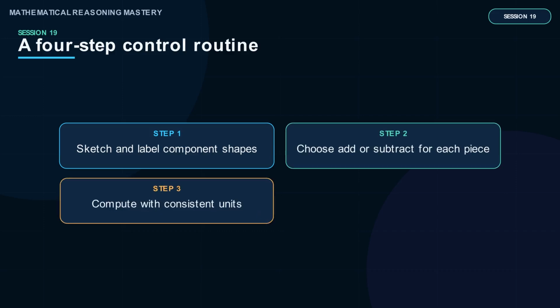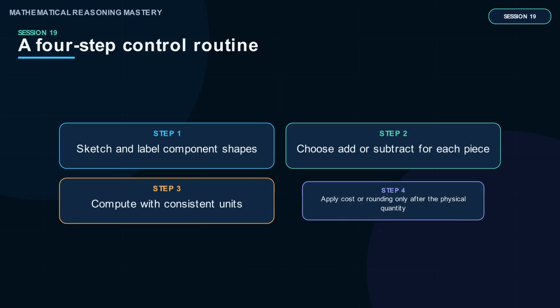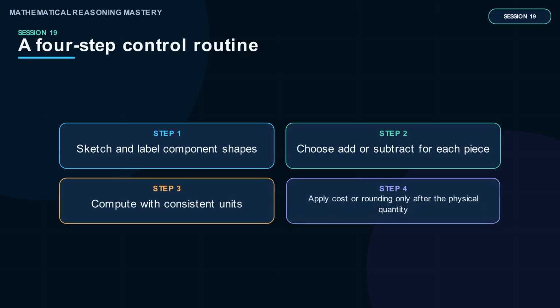Step 3. Compute with consistent units. Keep the reasoning efficient, but never skip an operation that could hide an error. Step 4. Apply cost or rounding only after the physical quantity. Verification is part of the solution because it tests the answer from another direction.